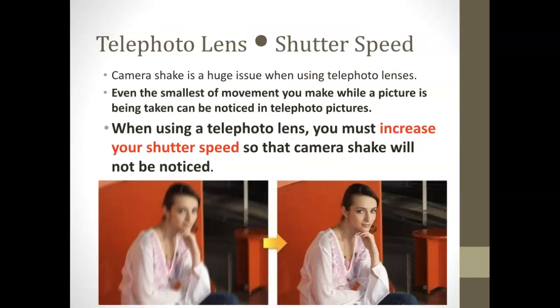One of the other setting suggestions that I have for you when you're using a telephoto lens is to increase your shutter speed. Make it faster so that way you avoid camera shake. You'll only see more of that camera shake and have it be more dramatic when you're zooming in on the picture.